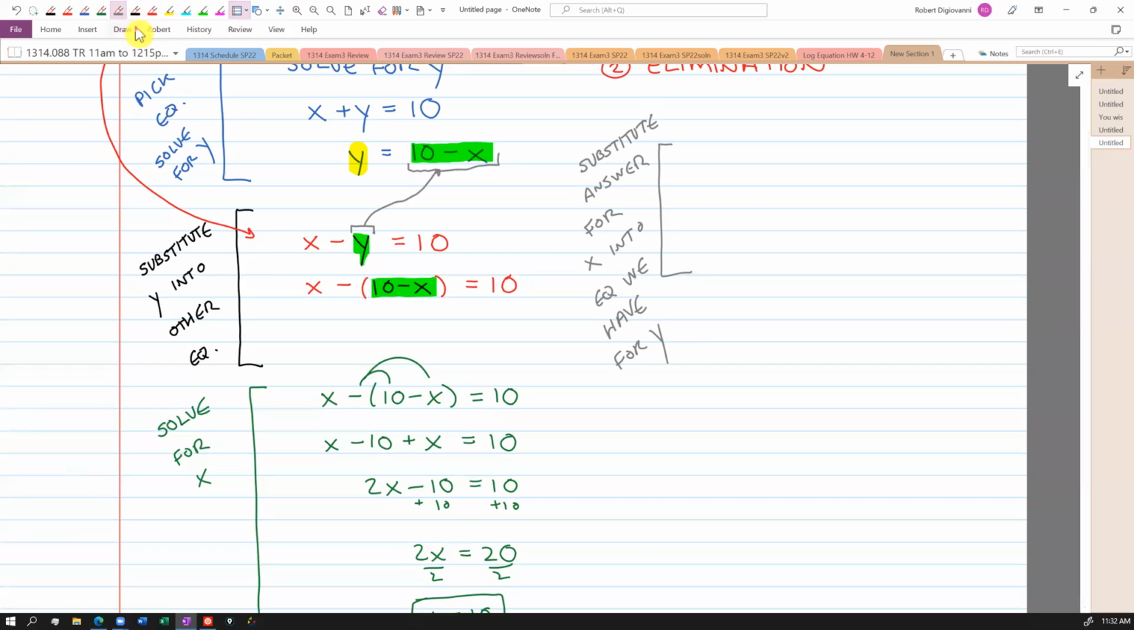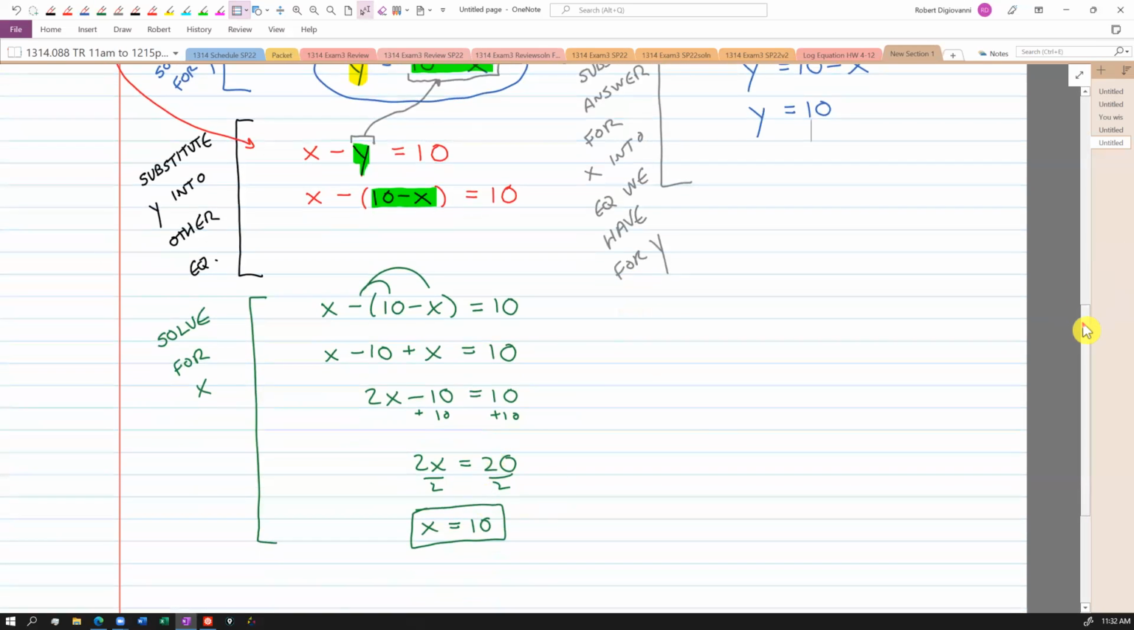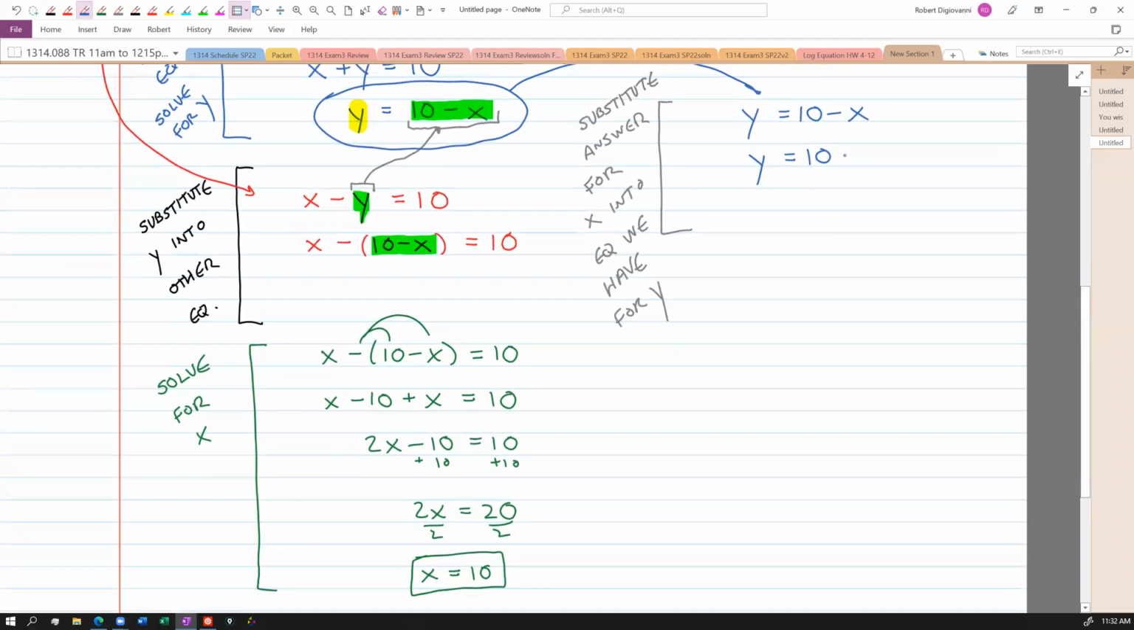So I'm referring to this equation right here. That's the equation we have for y, right? I'm going to take that in over here. Y equals 10 minus x. And I will replace x with 10, right? Because we said x was 10 down here. So replace that x with 10, 10 minus 10, well, then y is 0. And now I know what x and y are.